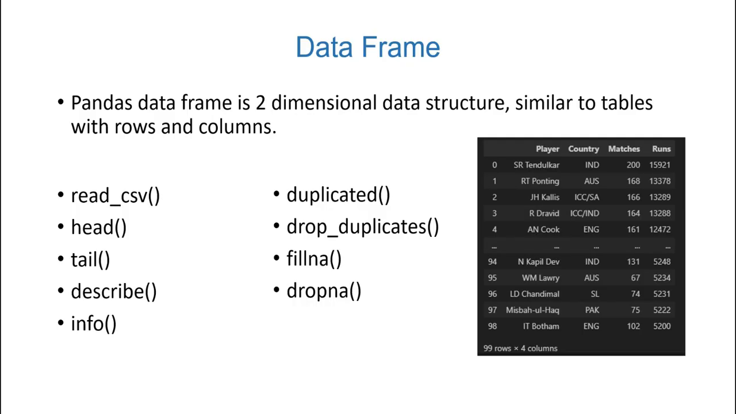A Pandas data frame is a two-dimensional data structure, similar to tables with rows and columns. We can see how we can use a data frame to load and analyze data. In this example we use the ESPN Cricinfo ICC Test Cricket Batting Records CSV file for our data analysis. You can download the file from the link in the description.